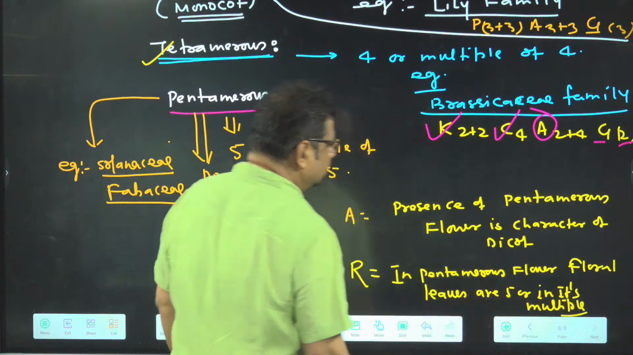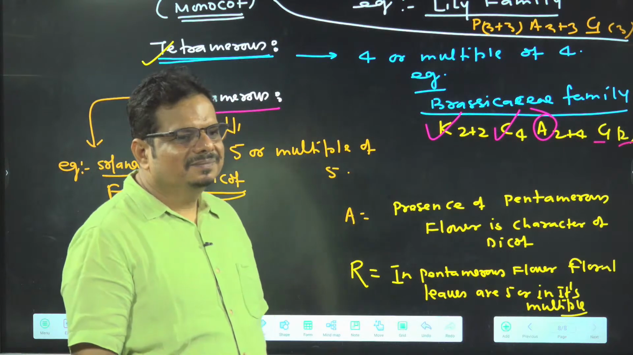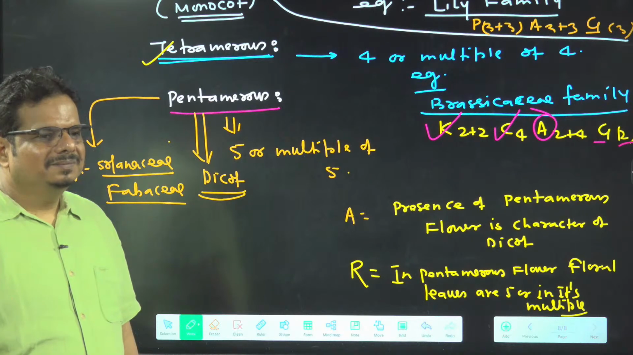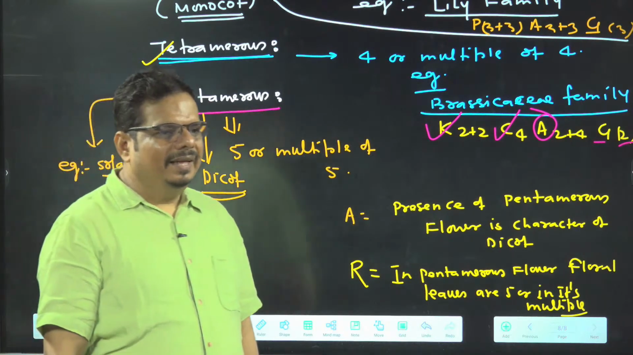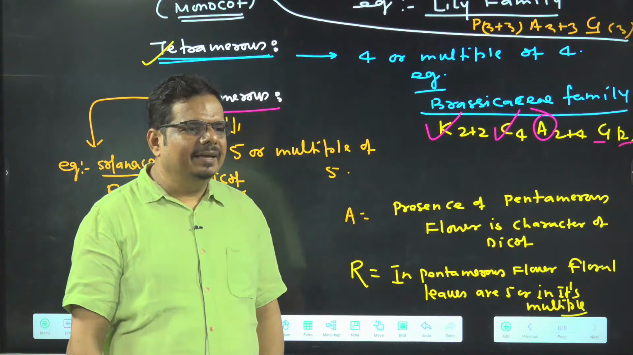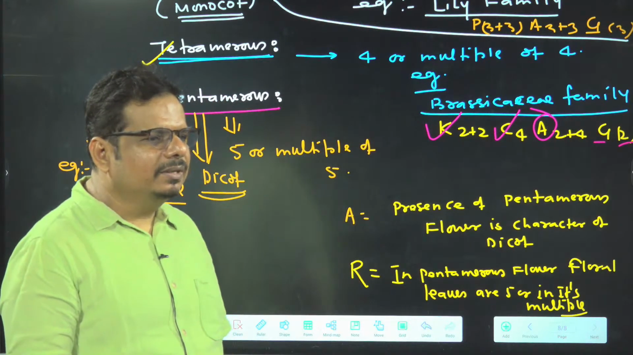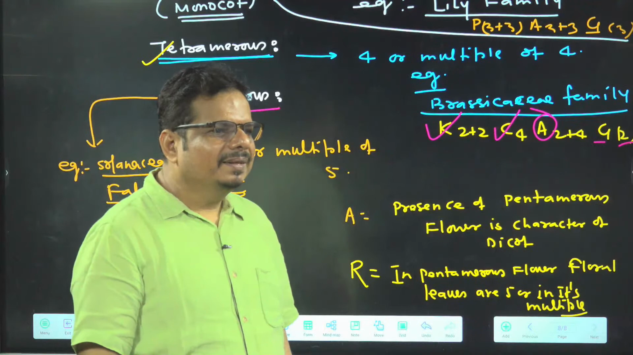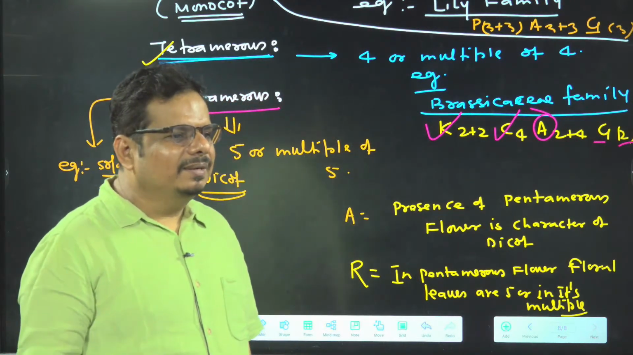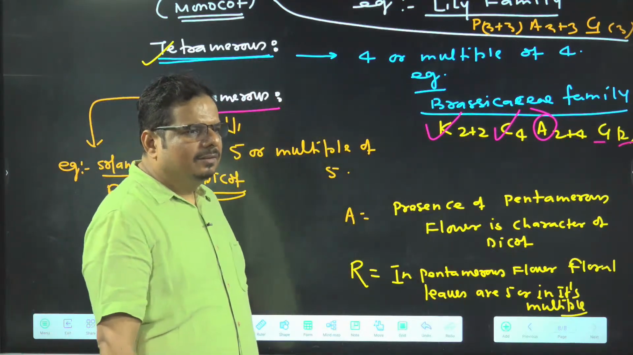What answer will you give? A and R are correct. Students are writing A and R are both correct. Presence of pentamerous flower is a characteristic feature of dicot. And reason, in pentamerous flower, leaves are 5 or in multiples of 5. Getting the things? Okay.